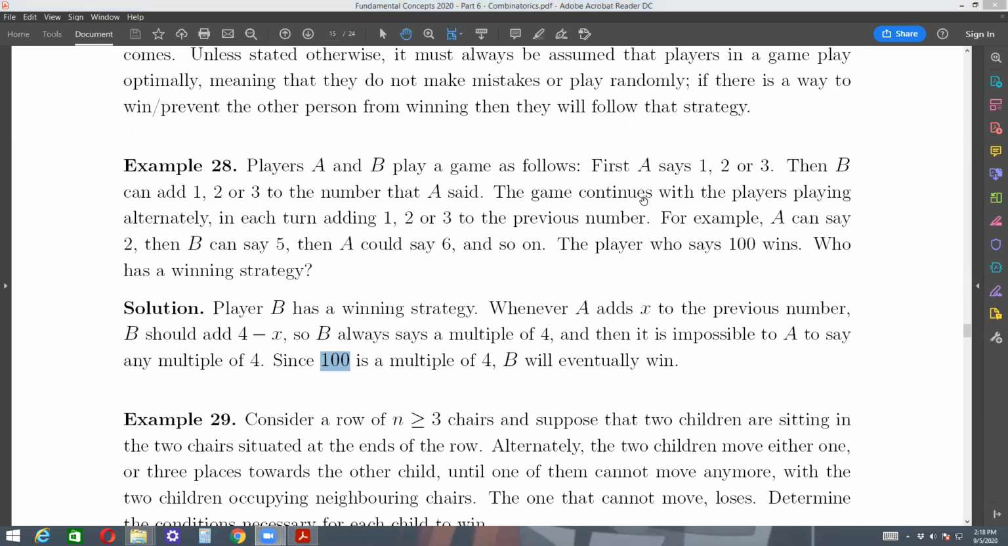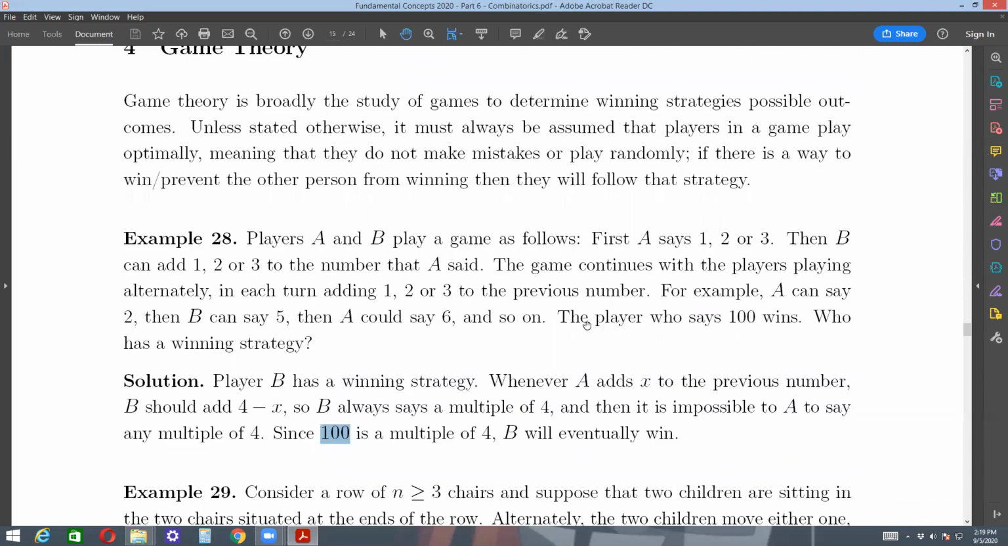Now I want to ask you a question. Suppose the players go up to 100, they're not allowed to exceed 100, and the player who says 100 loses. Who would have a winning strategy in that case?